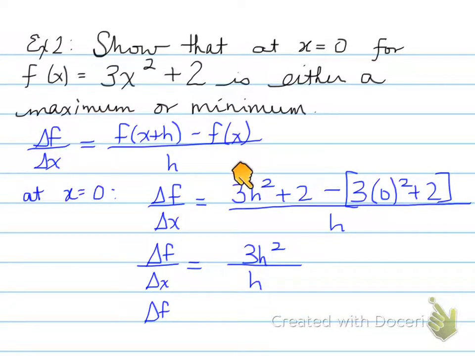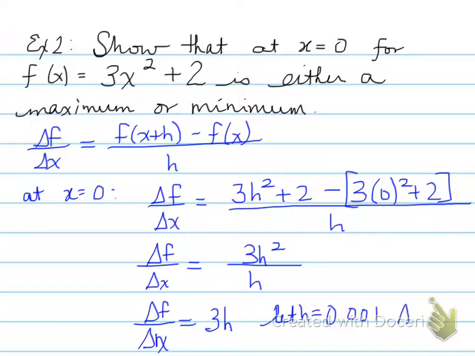Why is that the case? Let's look over here, 3h squared plus 2. This is going to be minus 2, so because we subtract the 2, plus 2 minus 2 becomes 0. We have 3h squared over h, which equals 3h. So we let h represent a very, very small number, and that tells us that delta f over delta x is getting really, really close to approximately 0. So this means that right here we have a tangent with a slope of 0. That means that this is either a maximum or minimum because the slope of the tangent is 0.